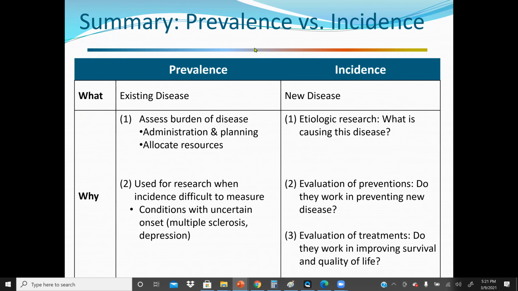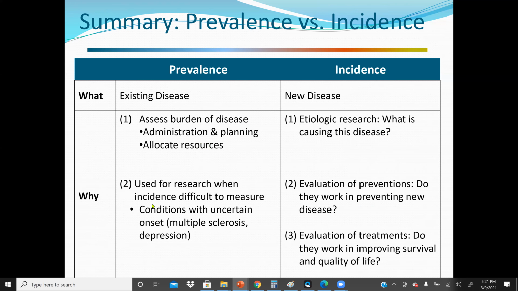Now, the summary for prevalence versus incidence. Prevalence is always existing disease, but incidence, as we said earlier, is new disease. We can use prevalence to assess the burden of disease, for administration and planning, allocating resources, because we know the total number of people who have the problem. But with incidence, we may try to find the cause of the new disease. So, etiologic research: what is causing this disease?